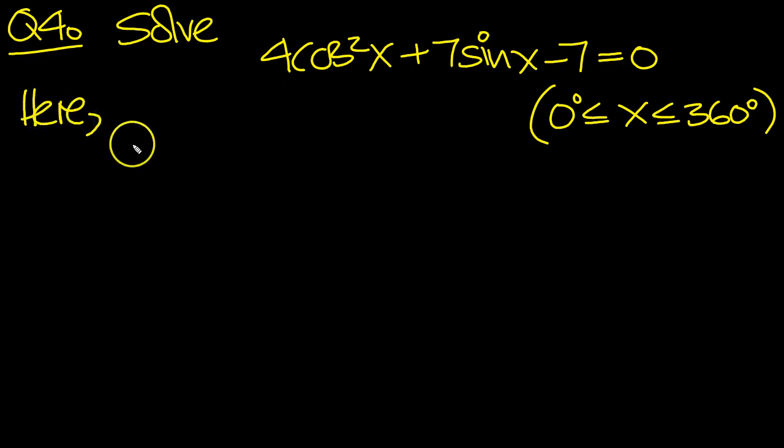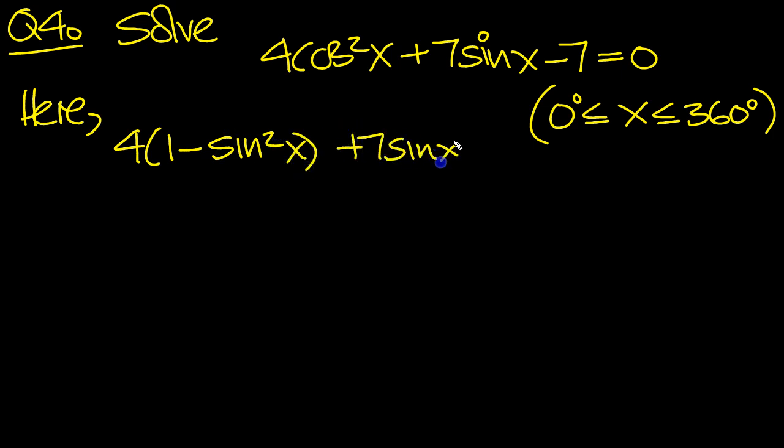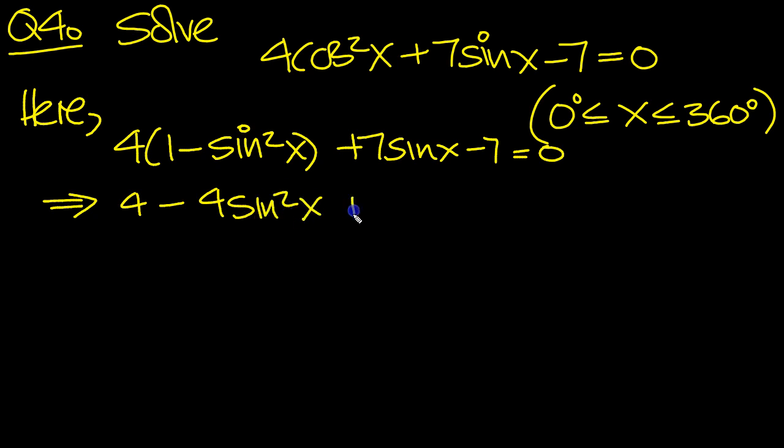So here, 4 lots of 1 minus sine squared x plus the 7 sine x minus the 7 equals 0, so that tells us then. Now we're going to get minus 4 sine squared, so I'm going to move that. No, I'm not, I'm just going to expand the bracket. 4 minus 4 sine squared plus 7 sine x minus 7 equals 0.